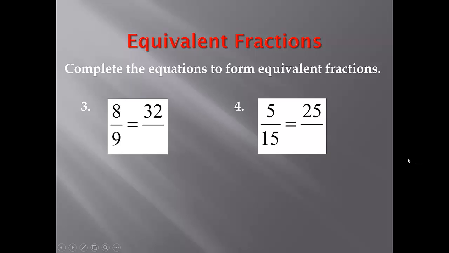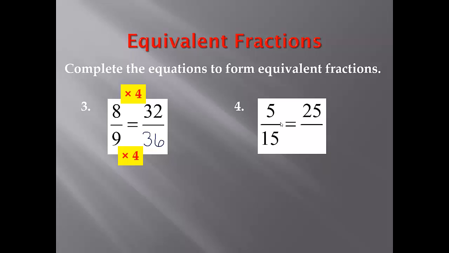We're going to continue with a couple more examples. So for number 3, we have 8/9, and that is equal to 32 over something. So in the numerator, we have 8 for the first fraction, and for the second fraction, we have 32. 8 times 4 equals 32, so we'll do the same thing for the denominator. We're going to multiply 9 times 4, and 9 times 4 is 36. So 8/9 would be equal to 32/36.